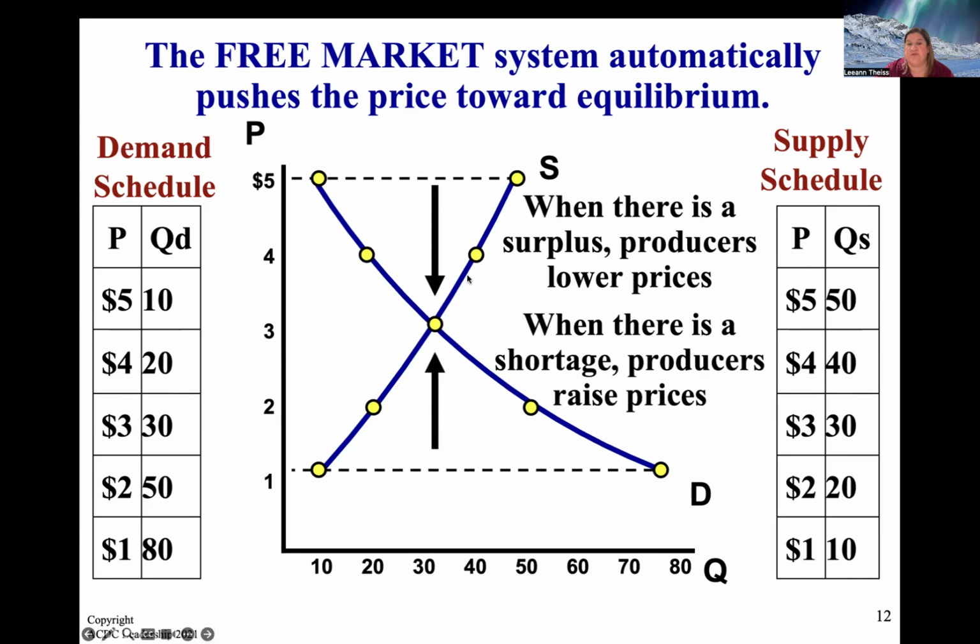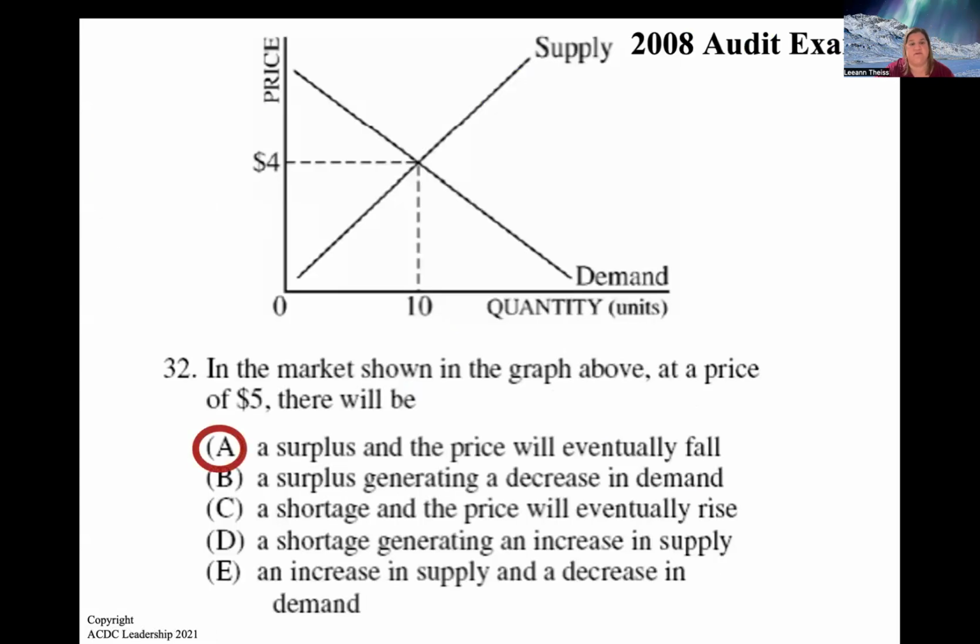So when there's a surplus, producers are going to lower the price. They're like, hey, we've got too many units. People don't want it. When it's that expensive, let's lower the price to work our way towards equilibrium. And if there's a shortage, then the producers are going to raise their prices until we get to a point where the quantity that's supplied is equal to the quantity that's being demanded.